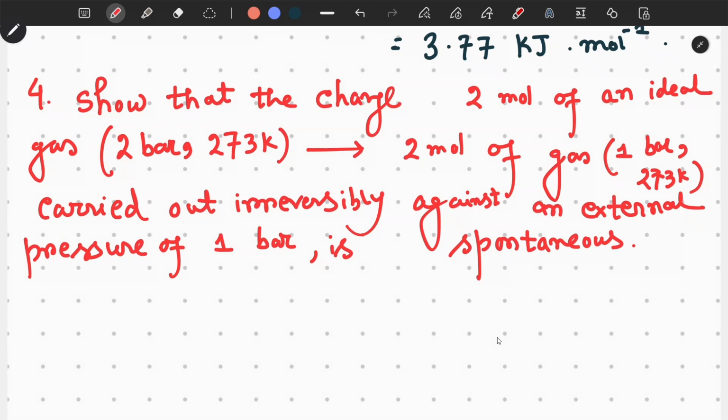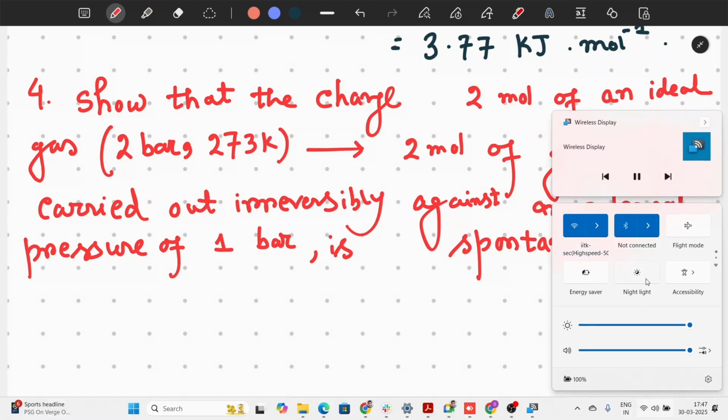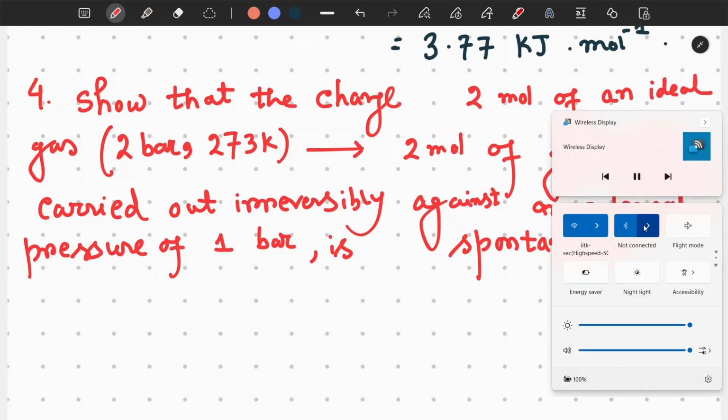You have to show that this change is spontaneous. It is an irreversible process, and it is spontaneous. But how can you show that this process is spontaneous? Gibbs free energy change is negative. Exactly. Do it.